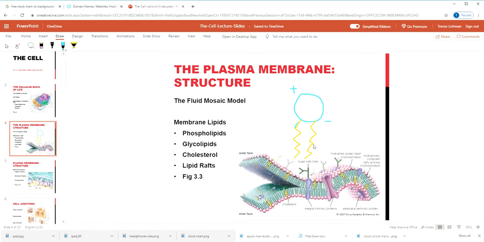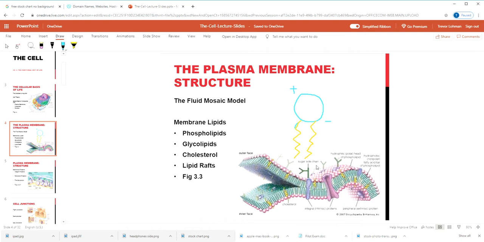The lipid tails have no polarity. They're nonpolar. That means they like lipids and they do not like water, so they'll be repelled by water. So if you've ever put olive oil and vinegar together, they separate because the vinegar is polar and the olive oil's nonpolar. It's the same idea here. So the oil and water doesn't mix, basically.